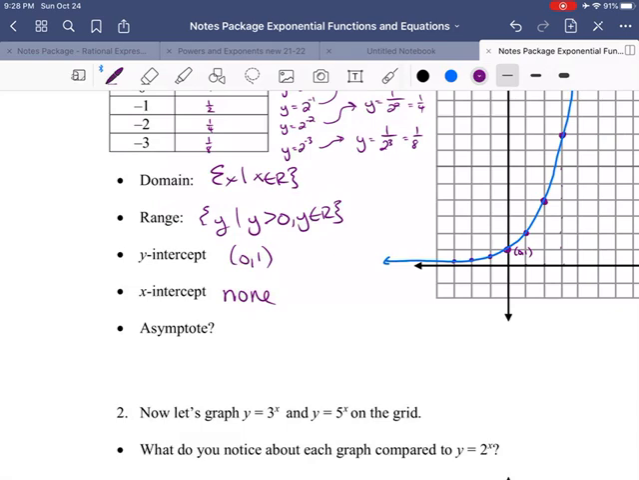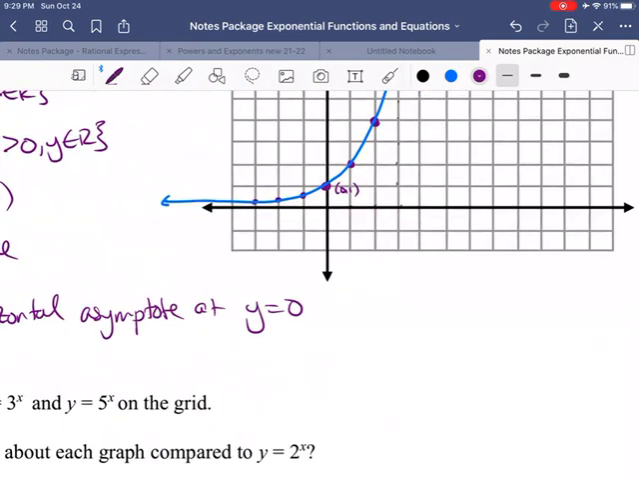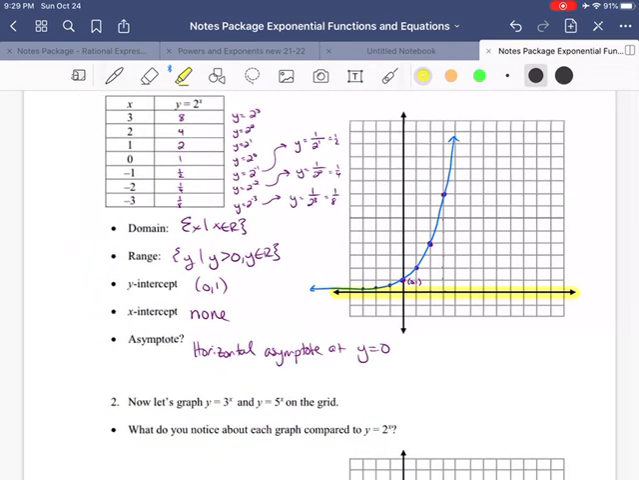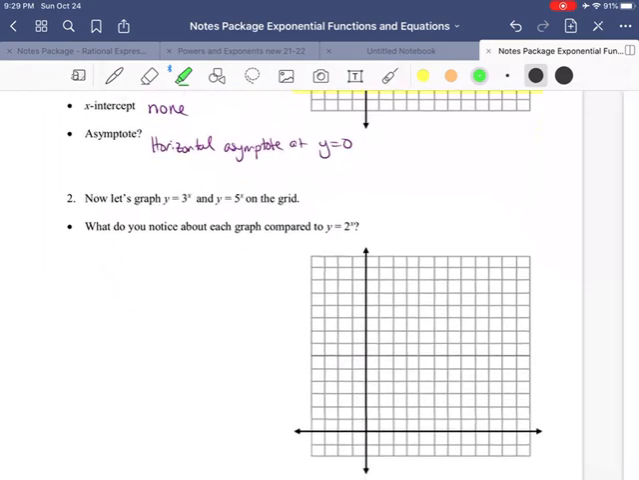And there is a horizontal asymptote at y equals 0. So the horizontal axis, y equals 0. Because the line is never going to intercept or cross the x-axis, it's an asymptote.